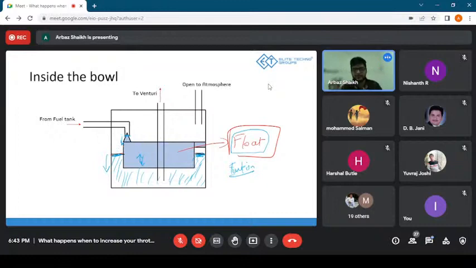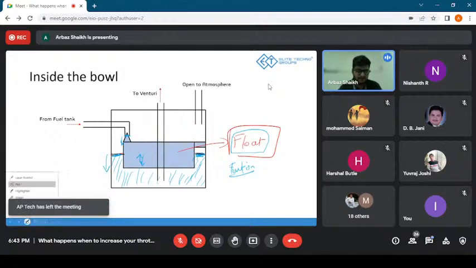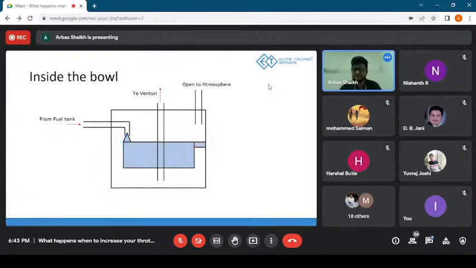So this is the basic working of the float, and why it is there: to maintain the fuel inside the bowl. Most of you had pointed this out, which is a good thing. Now the next thing is that there's going to be one opening. Actually, let me switch to the laser pointer for this. It will be better. Yeah, there's going to be one opening which is going to the venturi.